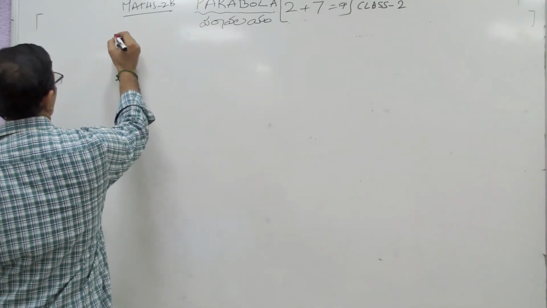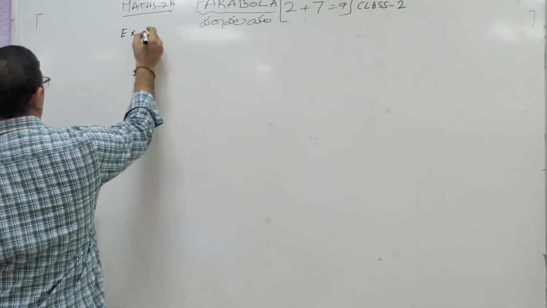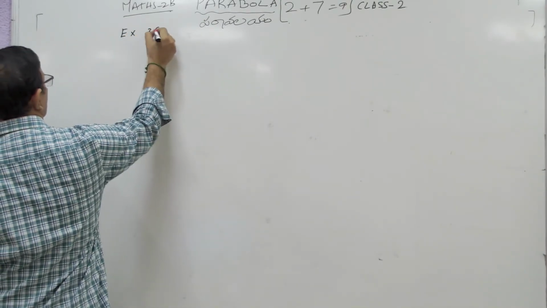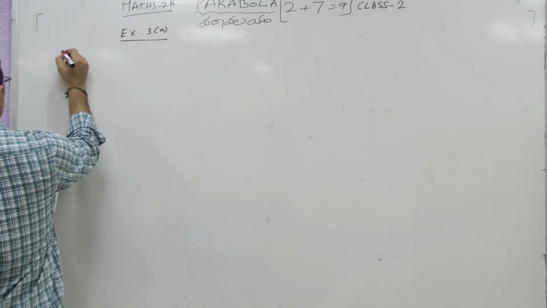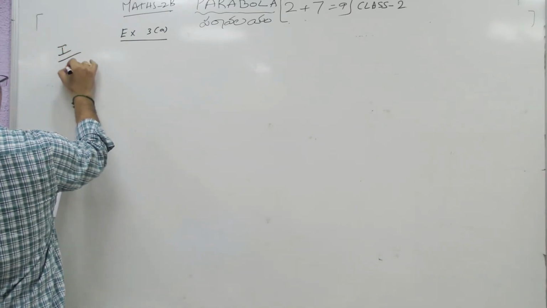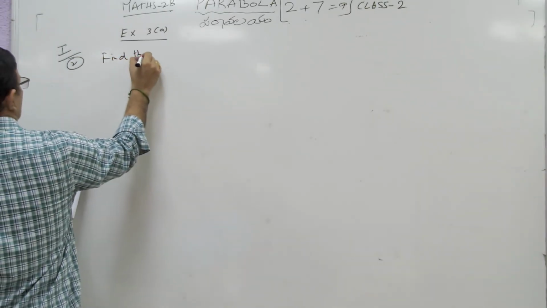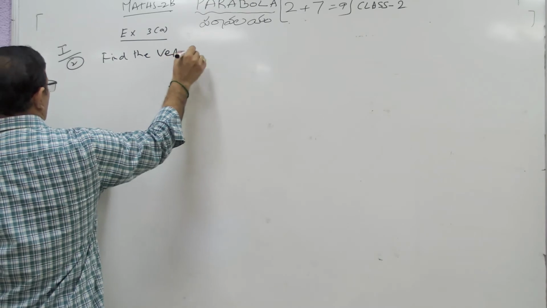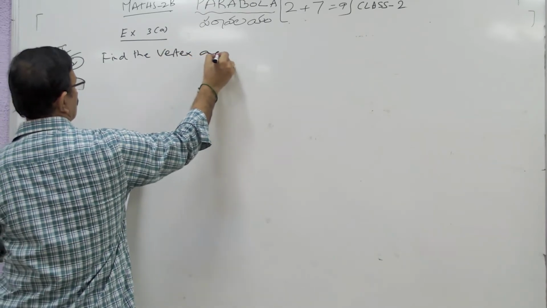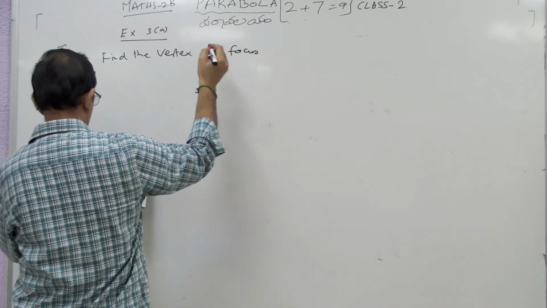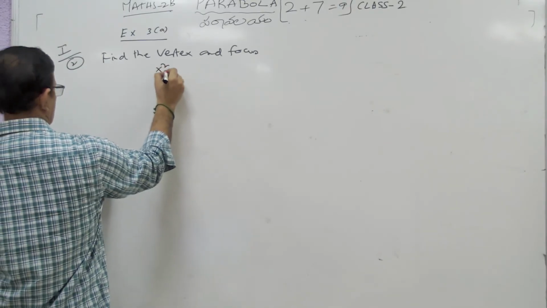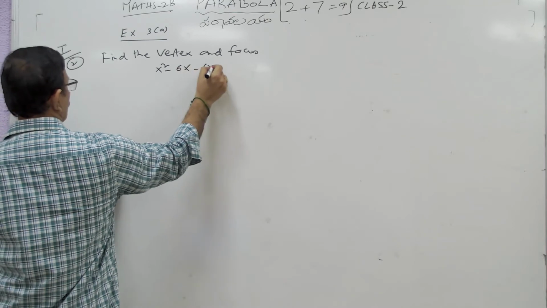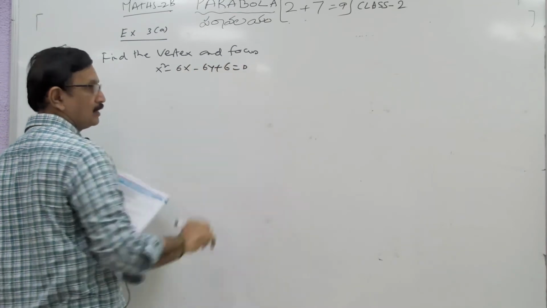Right, now we will take up exercise 3a. So the problem is here, exercise first section, second problem. Find the vertex and focus for the parabola x² - 6x - 6y + 6 is equal to 0.